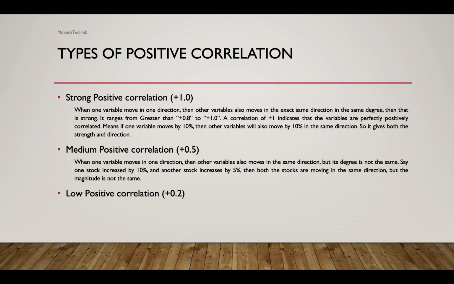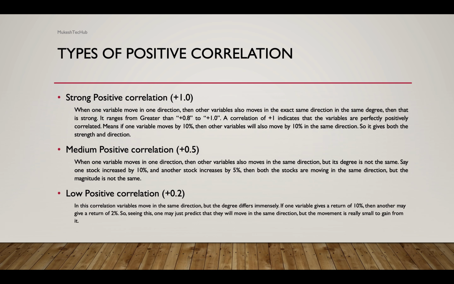Next one is the low positive correlation. Its value lies around 0.2. In this correlation, the variables move in the same direction, but the degree differs immensely. If one variable gives a return of 10%, then another may give a return of 2%.